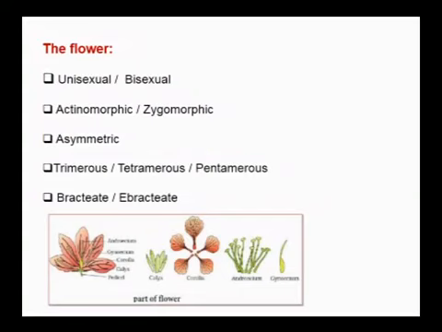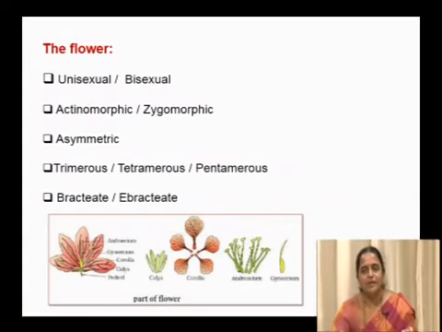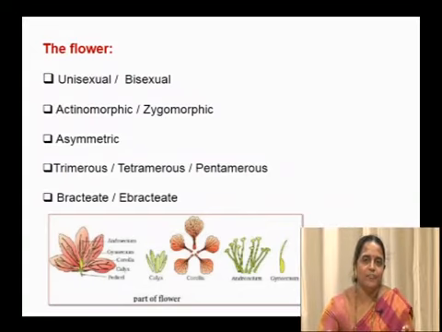The flower is the highly modified condensed axis for sexual reproduction. To begin with, the flower usually develops in the axil of a small leaf, and that we call bract. The flower with bract and the flower without bract.